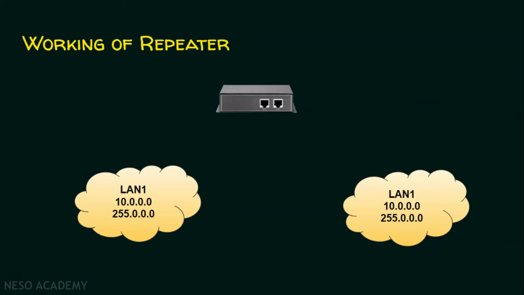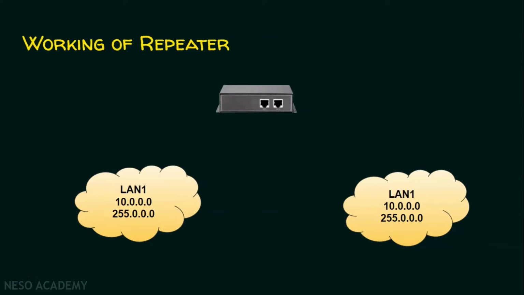And why do we need repeaters here? For example, let's say there is an organization, but this organization has 2 different buildings and these 2 buildings are at some distance. And this organization doesn't want to establish 2 different networks for these 2 different buildings. It means they don't want 2 different local area networks. If they want 2 different local area networks, they need a router in order to connect these 2 networks. But the organization wants the same network only.